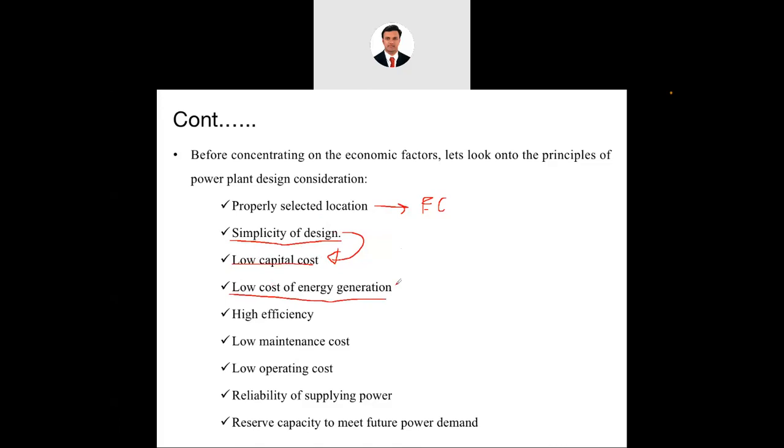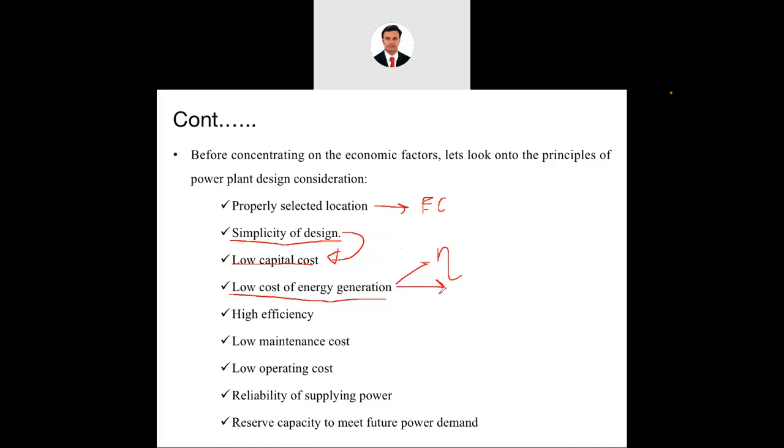Now this particular point depends upon various factors. It may be technical factors, management level factors, and also selection level factors. Particularly it depends upon the efficiency of the power plant, right? If the efficiency is very high, the energy generation cost will be reduced, because the input we have to give for that power plant is going to be reduced. So that will affect the energy cost.